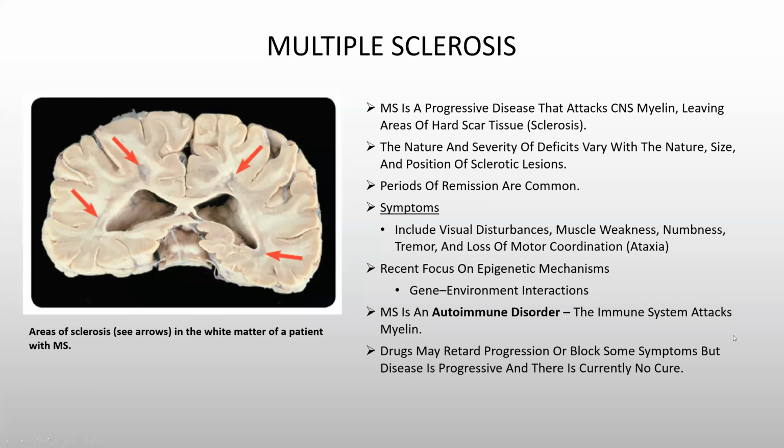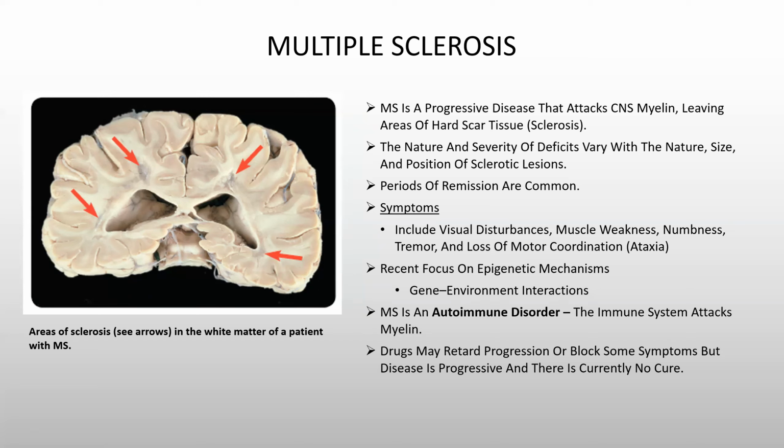Multiple sclerosis. So we'll just list it as MS here. MS is a progressive disease that attacks CNS myelin, leaving areas of hard scar tissue. That hard scar tissue is what we refer to as sclerosis. The nature and severity of deficits vary with the nature, size, and position of the sclerotic lesions, where those might be. In the figure on the left-hand side, you see areas of sclerosis in the white matter.